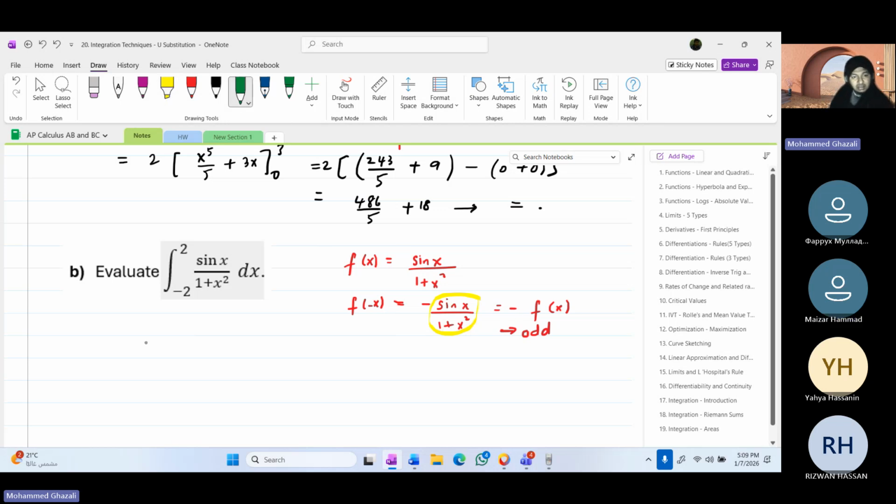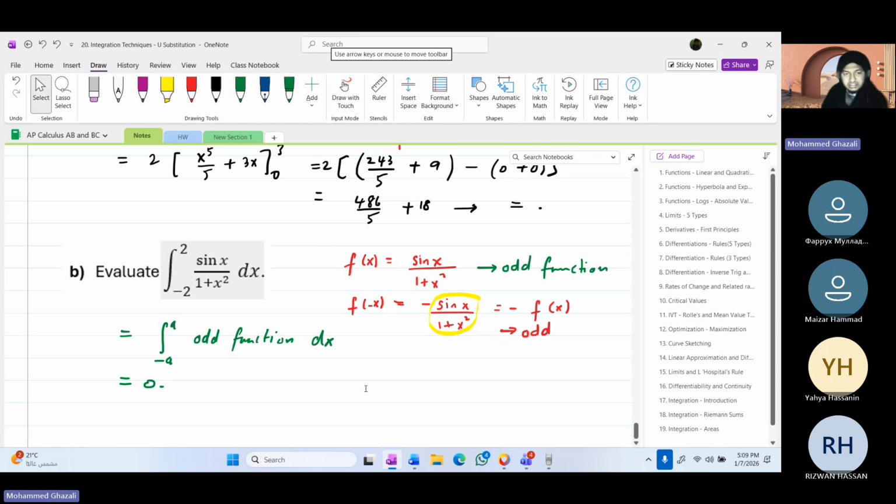And the integral of an odd function, how are you going to do this? You're going to say this is sine x over 1 plus x squared. You've got to show that this is an odd function. So we prove that f of x is odd. So we're going to say the integral from negative a to a of an odd function dx, the answer is always 0. That's it. The answer for this will be 0. You can try it out on the calculator.